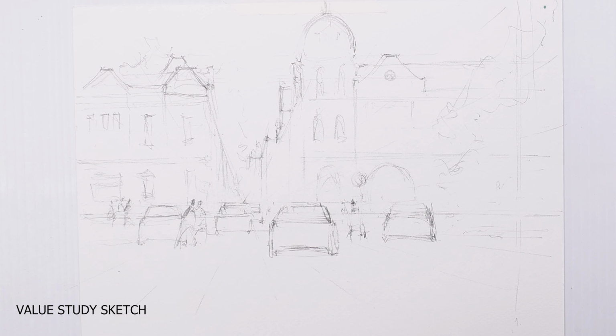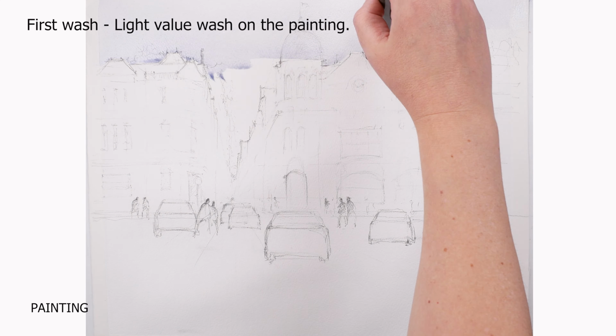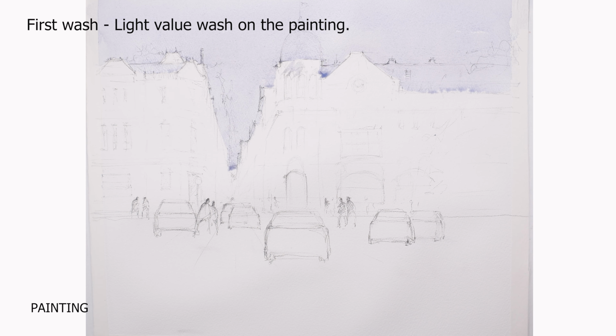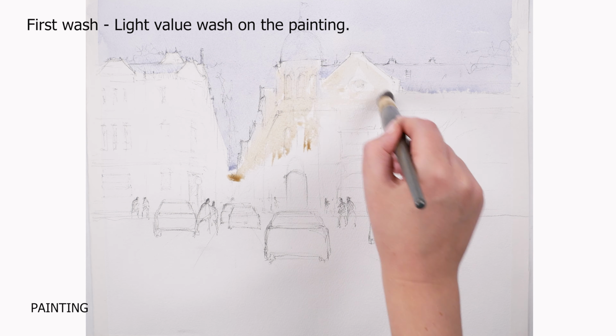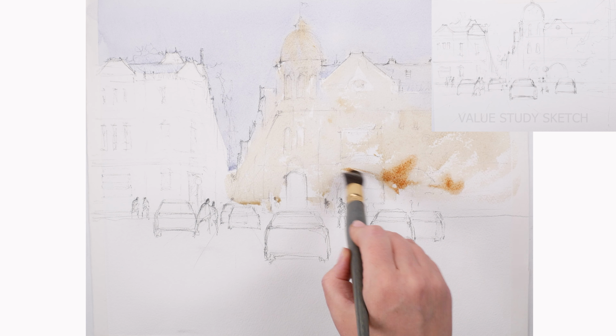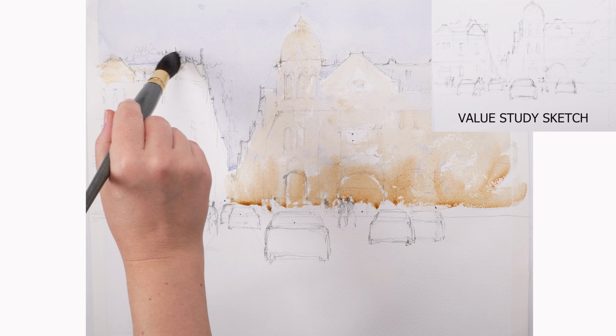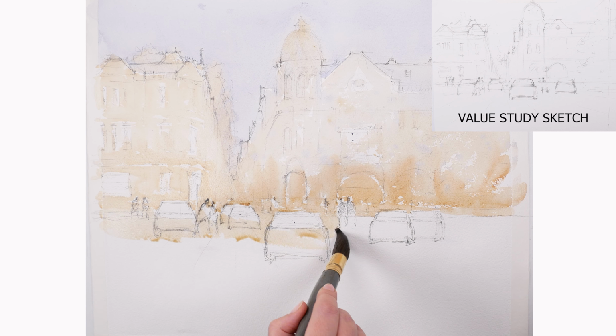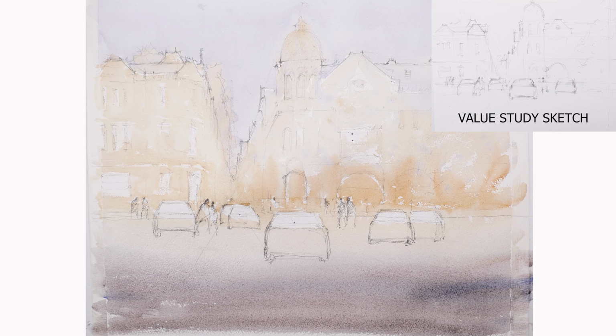The white paper will represent the light value. This is an example of the light value wash. The first wash on the painting. This is when we get rid of the white of the paper. The white paper on the value study will represent this on the painting.